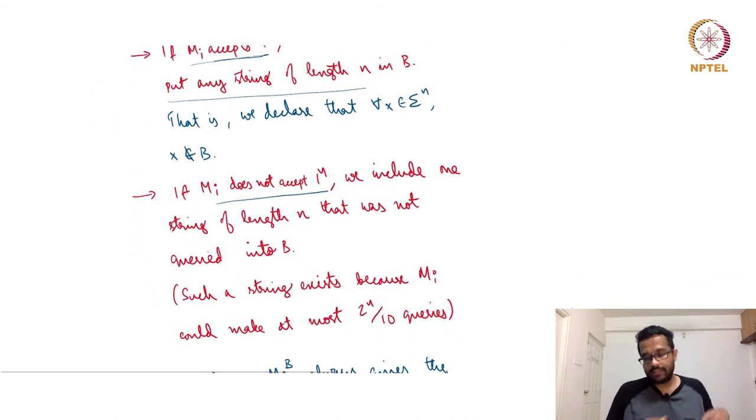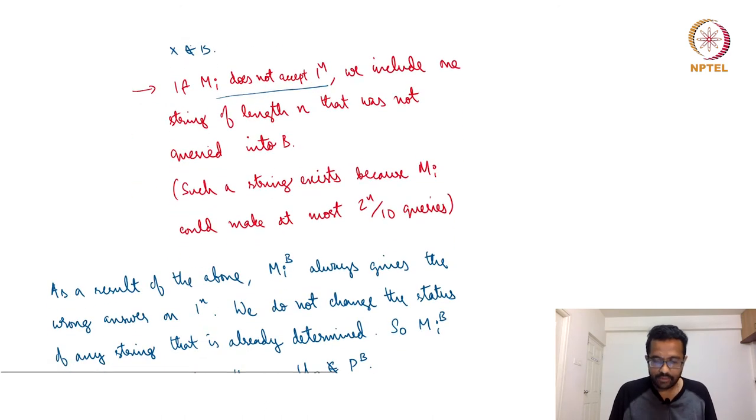And suppose M_i does not accept 1^n, then we sneakily insert a string of length n. So again, if it was a decider for U_B, if it does not accept 1^n, that means none of the strings of length n should have been there in B. But then we end up inserting one string of length n, so that again, we make sure it's not a decider of U_B.